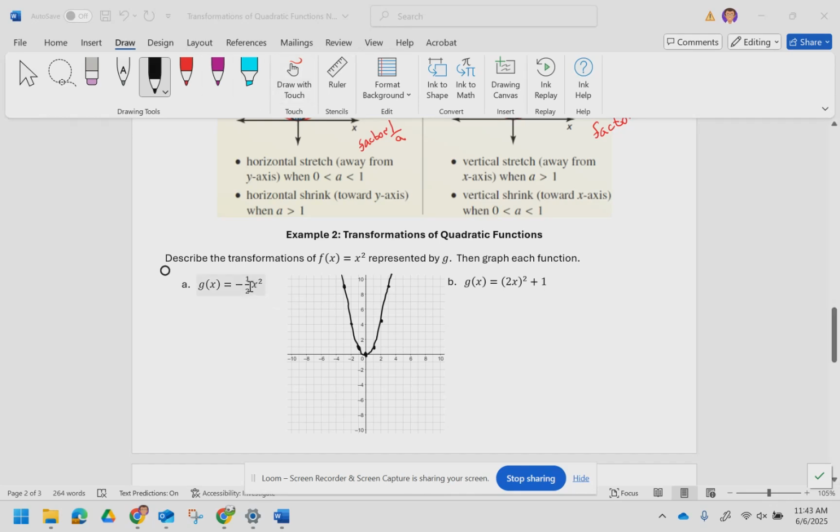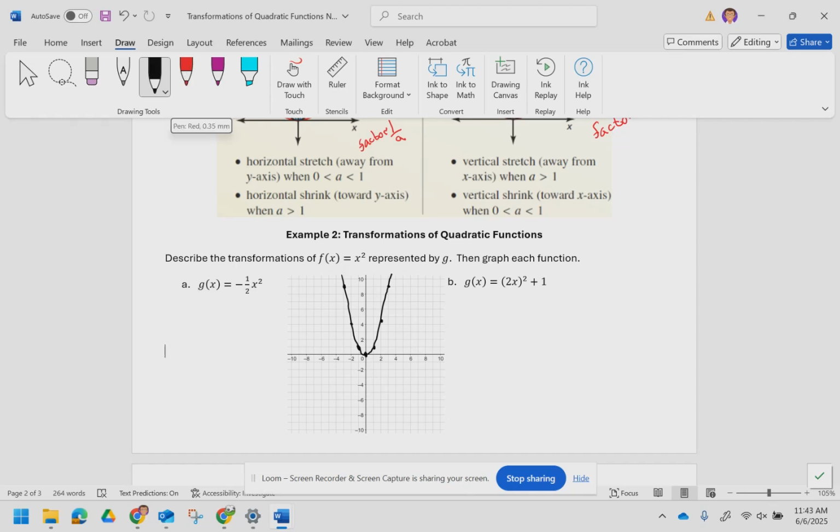So in this one, we are multiplying by a 1/2. Notice it's not inside of the x squared. We took the x squared and then we multiplied by a -1/2. So there's two things there: multiplying by a negative and multiplying by a half.